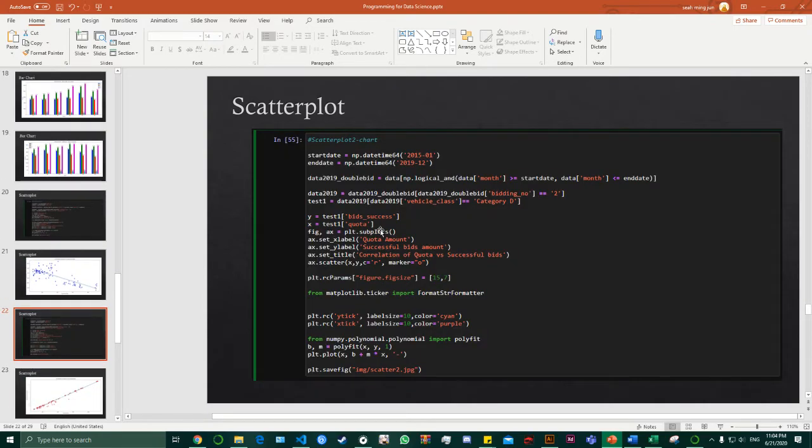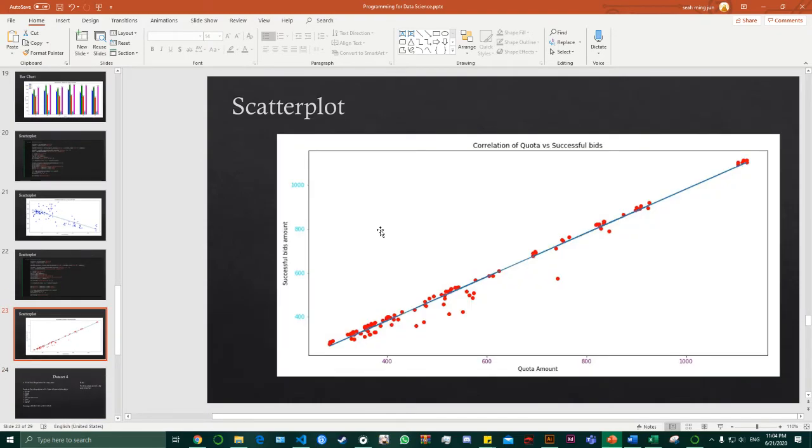So this is the second scatter plot, which is to look at quota and successful bids. And as you can see, the variance is quite low, so it's quite possible to rely more on this data, since less of the data deviates. Not much of the data has deviated from this section, so the reliability of this data is quite high, and it almost has a perfect positive correlation.